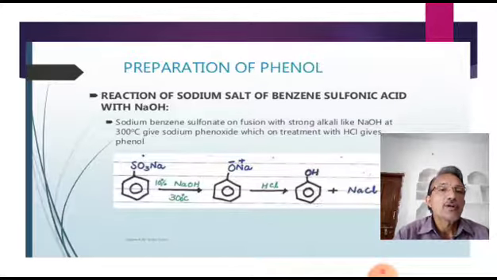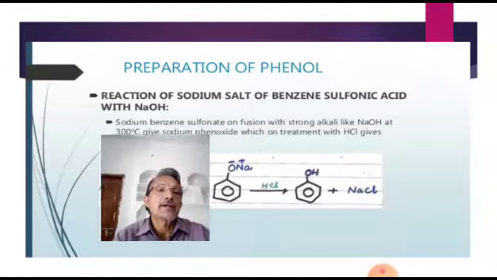On fusion with a strong alkali like NaOH at 300 degrees centigrade, it gives sodium phenoxide, which on treatment with HCl gives phenol. See, sodium benzene sulfonate on fusion with a strong alkali like sodium hydroxide gives sodium phenoxide. This sodium phenoxide on reaction with HCl gives phenol. Besides phenol, we also get NaCl.